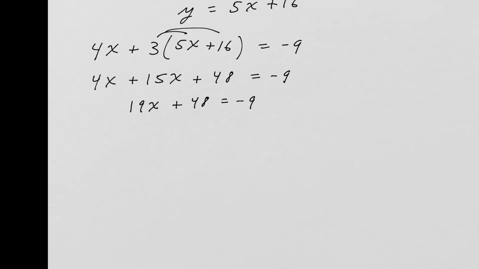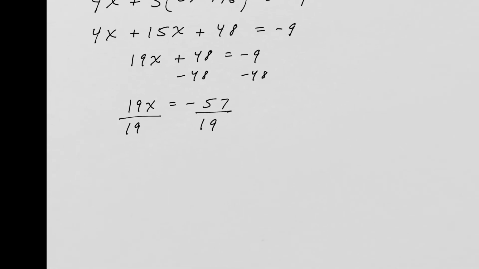And then I need to get rid of that 48, so I'll subtract 48 from both sides. So 19x equals -57. And then finally, I can divide both sides by 19. And it turns out that 57 divided by 19 is 3, right? So this is going to be -3.